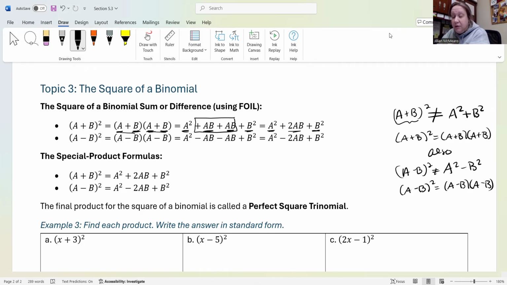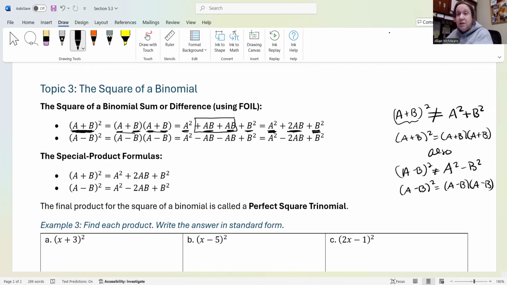So notice what we have here. We have the first term squared. We have the product of the two terms a and b doubled, and then we have the last term of that binomial squared. So the first term squared, the product of the two terms doubled, and then the last term squared. That's the pattern that has emerged.